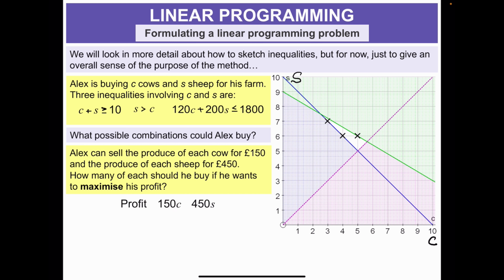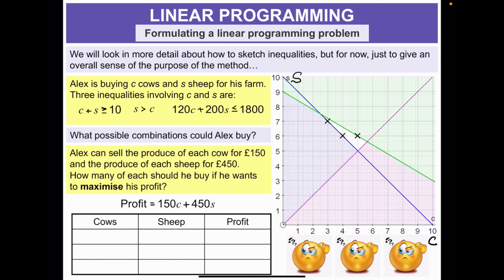So we know that profit will be equal to 150 times the number of cows plus 450 times the number of sheep. So when we look at all possible combinations that we identified, we can see that if I have 3 cows and 7 sheep, my profit would be 3,600 pounds. If I have 4 cows and 6 sheep, the profit I would make is 3,300 pounds.